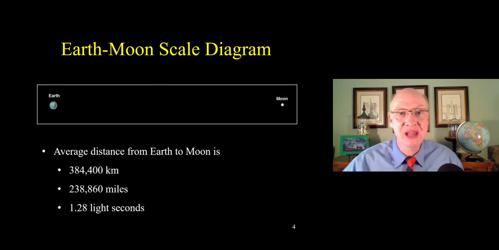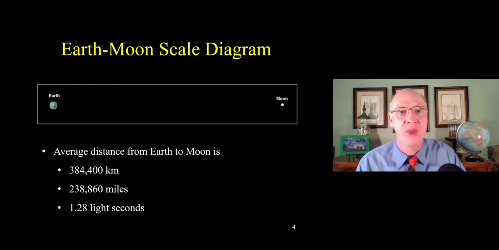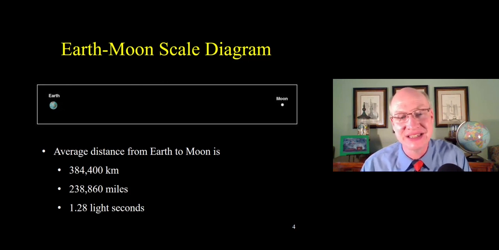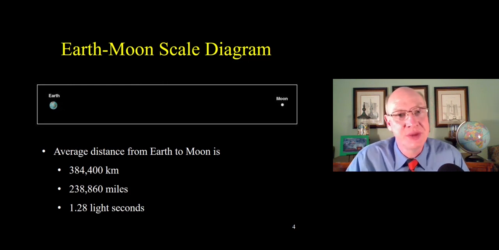So in fact, for my scale model solar system here, to get a correct distance from the Earth to the Moon, I would need to take this Moon and walk 30 feet away from the Earth just to get the proper scale distance. As we'll see in a minute, another way that astronomers measure distances is how long it takes light to cover that distance. From the Earth to the Moon is 1.28 light seconds. Light travels 300,000 kilometers per second, about 186,000 miles per second, and it takes about 1.25 seconds for light to get from the Earth to the Moon or from the Moon to the Earth.